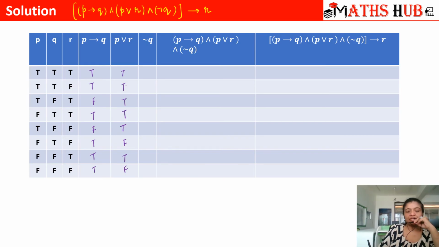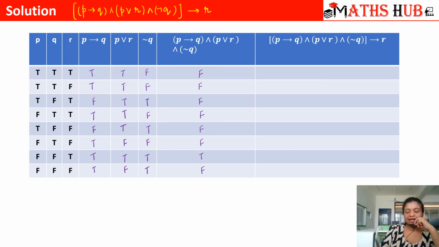Right? Now what is negation Q? So negation Q will become false, false. This is true. This is false. Then we have true again, false again, true again, true again. Right? Now let us combine all these three with the help of the AND operator. So this will be false, false, false, false, false, again false, this is true, and this is again false, right?